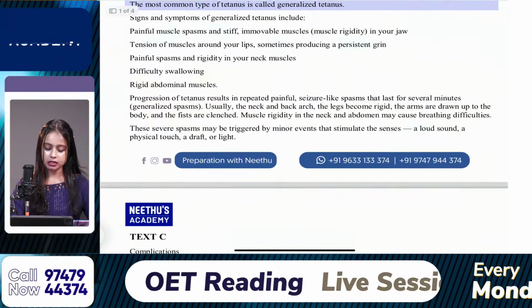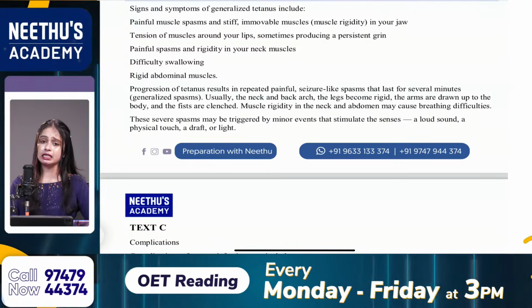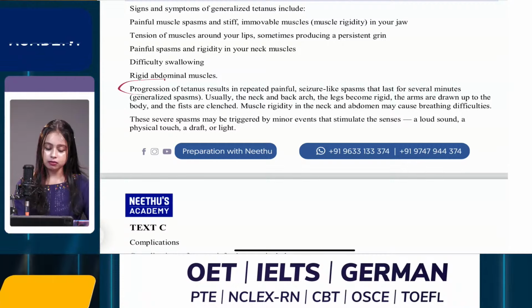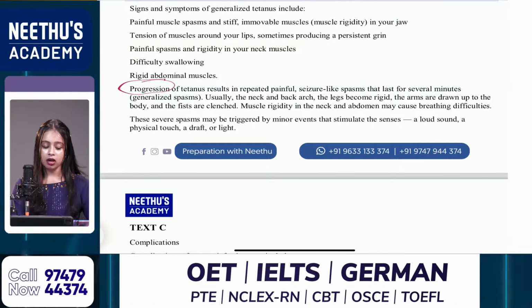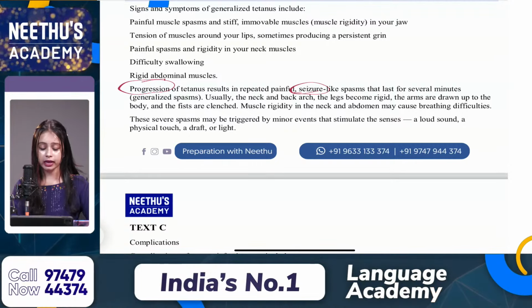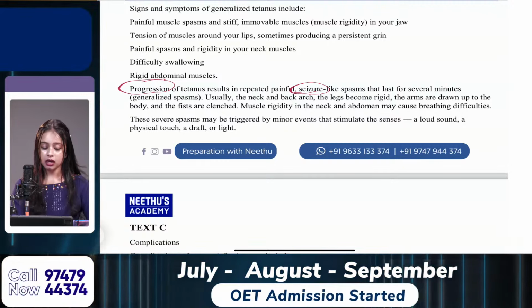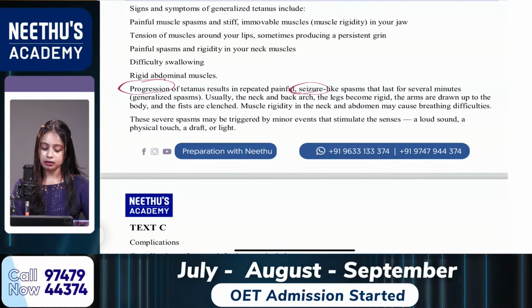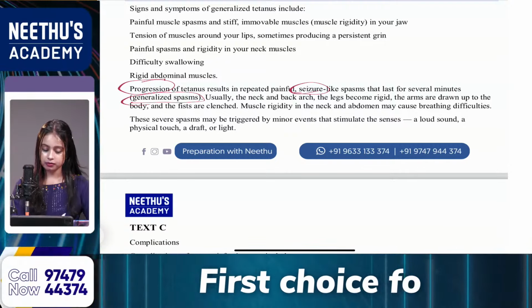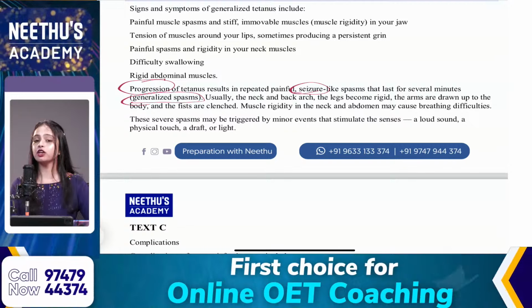Okay, and it is mentioned here, second last para. Progression is a keyword from the question. Tetanus results in repeated painful seizures, then spasms that last for several minutes, it is generalized spasms. Answer is generalized spasms. Very good, Megha.